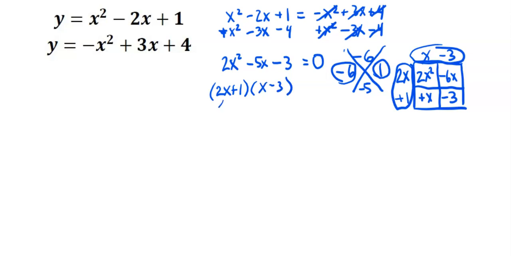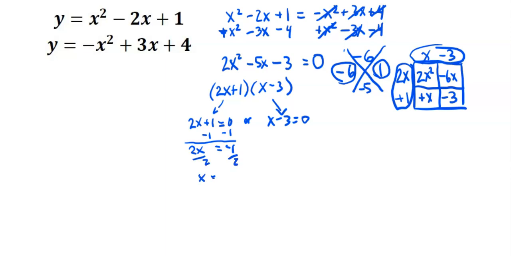And then we can say 2x plus 1 equals 0, or x minus 3 equals 0. If I subtract 1 from both sides on the left equation, I get 2x is equal to negative 1. Then divide by 2, and x equals negative 1/2. And adding 3 to both sides over here gives us x equals 3.